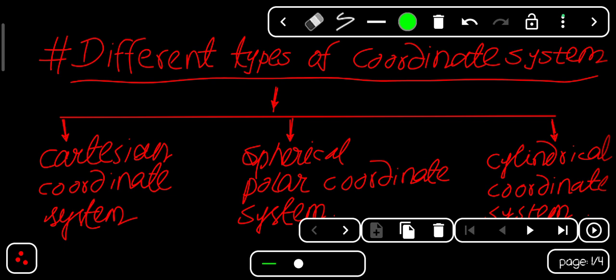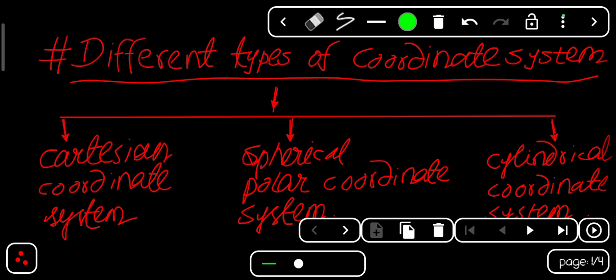Here we will discuss different types of coordinate systems we use in mathematical physics, electrostatics, or classical mechanics. Everywhere in physics, the basic mathematics and basic coordinate systems we must know. So for this purpose I am creating this video. Let's understand these coordinate systems.